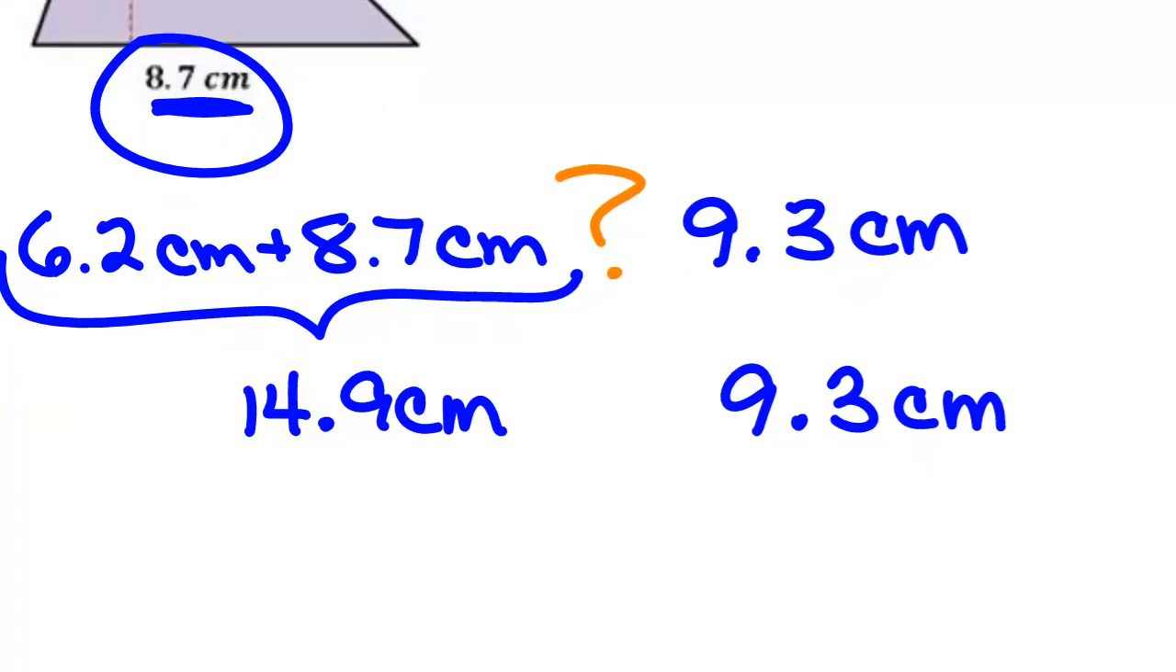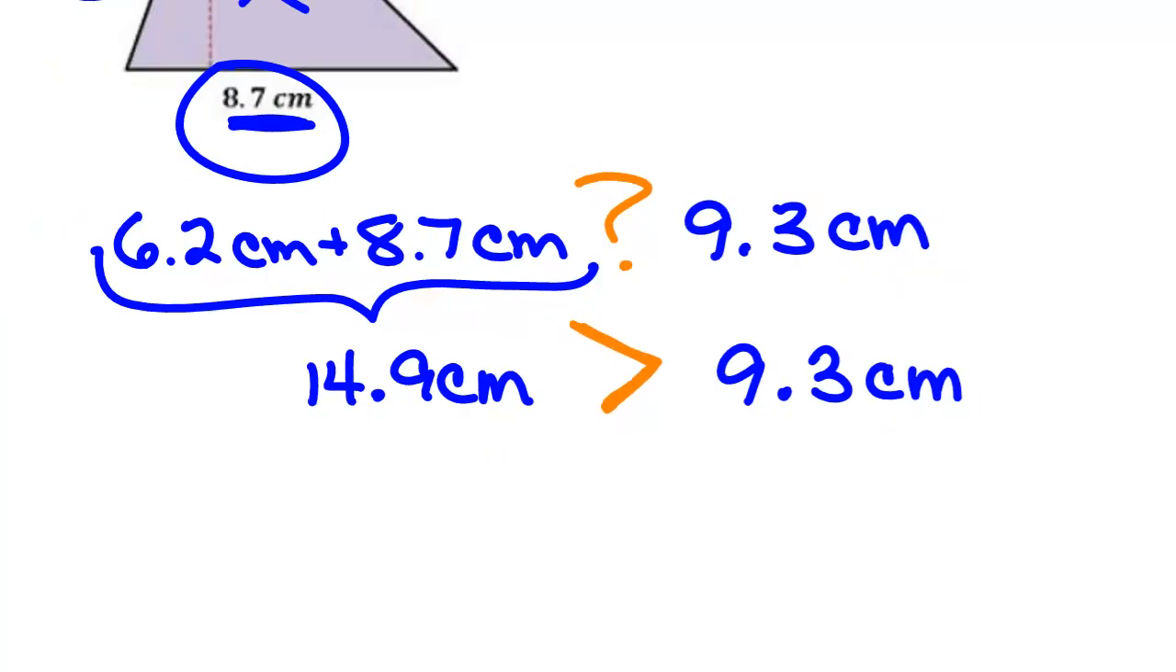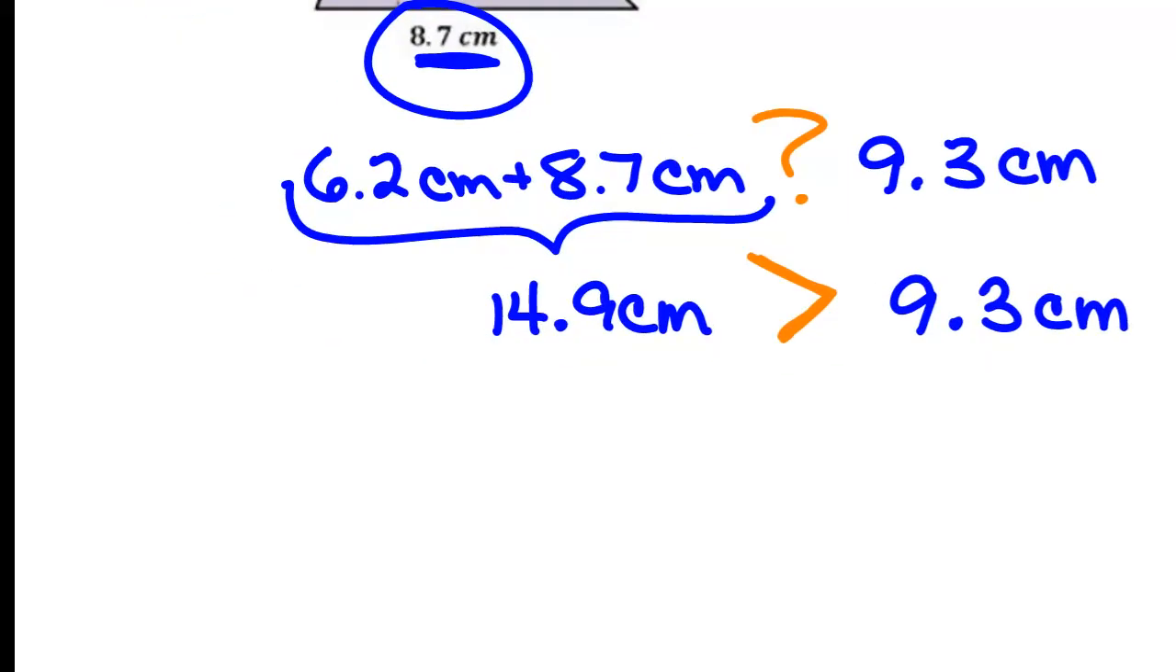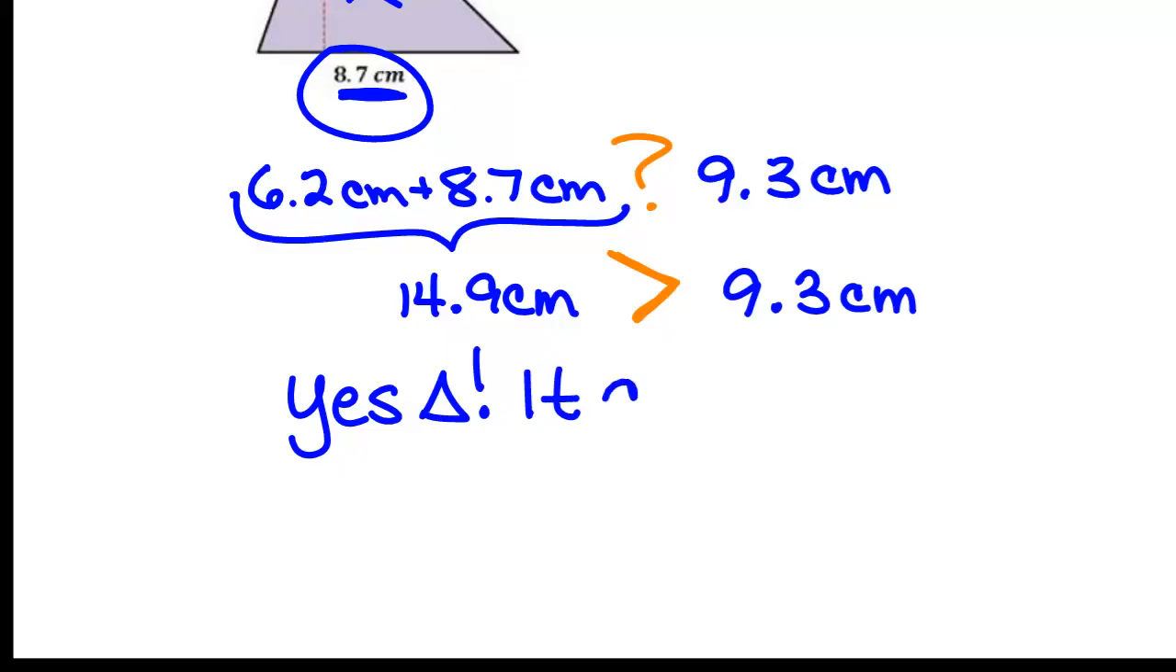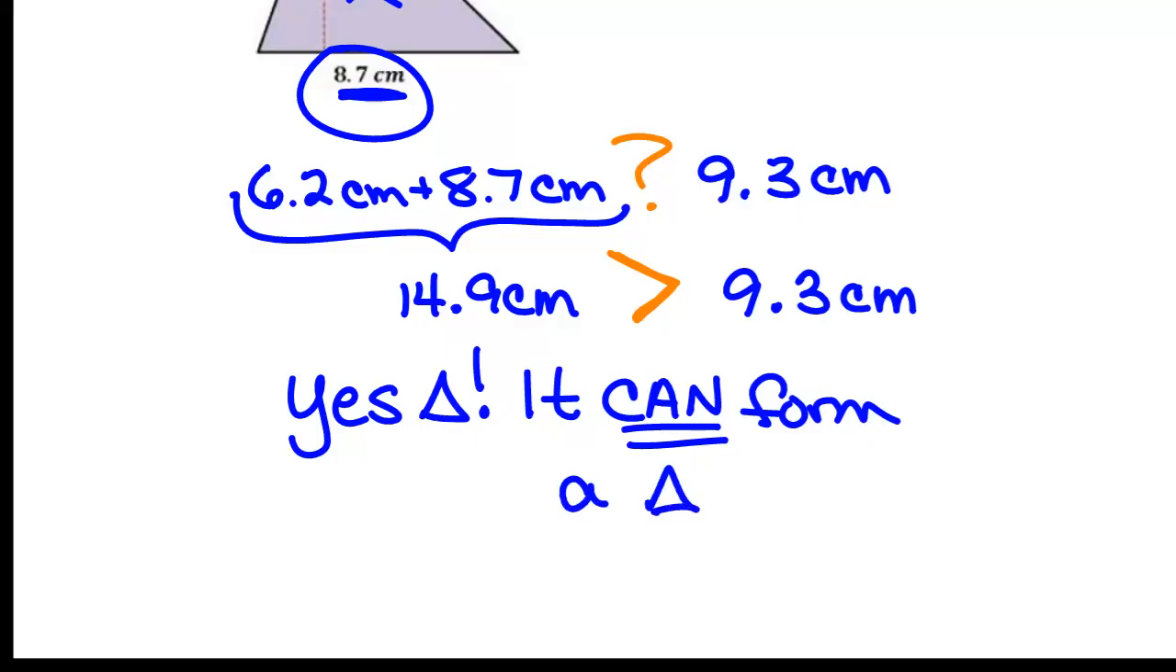Alligator eats which one? Thinking about my inequalities. Alligator mouth eats the bigger thing. Which one is the alligator going to eat? 14.9. Can this make a triangle? Yes. I would say yes, triangle. Can form a triangle.